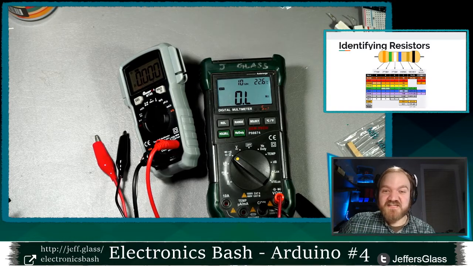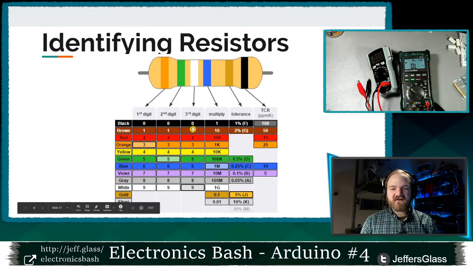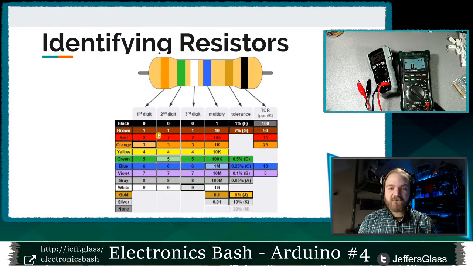Sometimes it's just ambiguous. The one I'm looking at now is red, red, black, black, brown. Well, let's see what that might be, and we'll see if that illuminates anything for us. So red, red, black, black, brown. That could be red, red, black: 220, black multiplier of 1, with a 2% tolerance. That seems plausible to me. A 220 ohm resistor is a fairly common value of resistor, so that might be what it is.